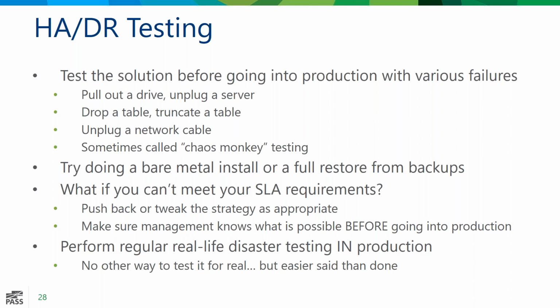Or go in and just drop a table or truncate a table and see what happens. Does that break everything? And if it does, how long does it take to recover from that? Do you have a database snapshot or a SAN snapshot or a log ship copy that you can get the data back pretty quickly? Or unplug a network cable. And maybe you or your network people don't do it, but send your receptionist into the data center and say, why don't you just go unplug a cable and let's see what happens. And this sort of thing is sometimes called chaos monkey testing. So instead of doing what you expect to have happen, do something unexpected and see how the system handles that.